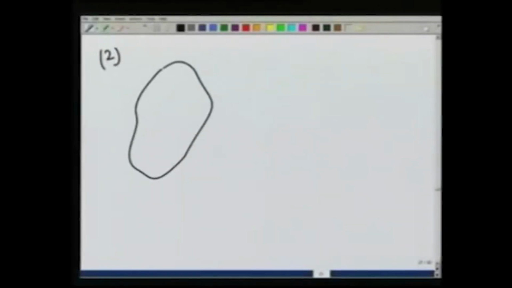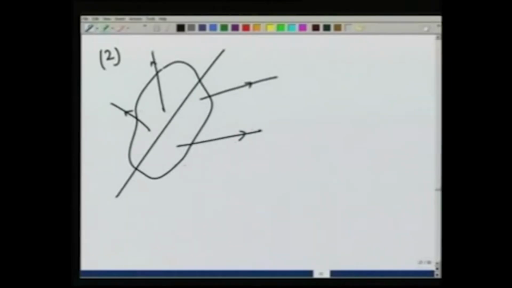Let us take a look at another situation in which, suppose the forces all intersect a particular line, no matter where they are applied, but they all intersect a particular line, and let us call that line the z axis for convenience.